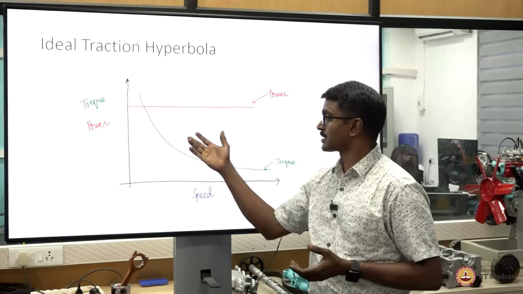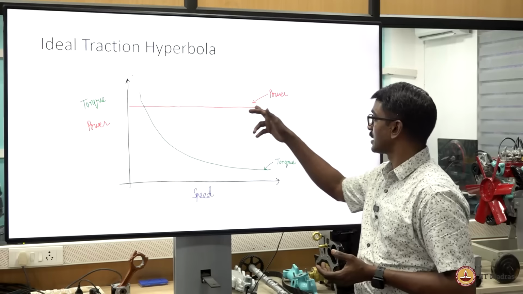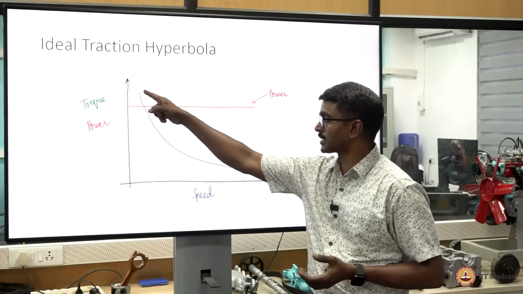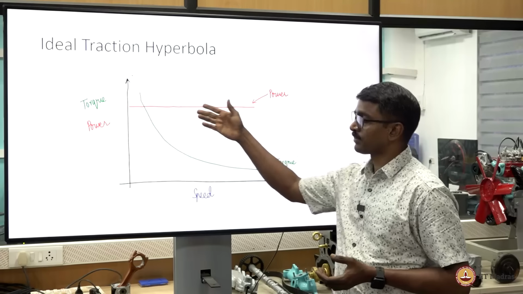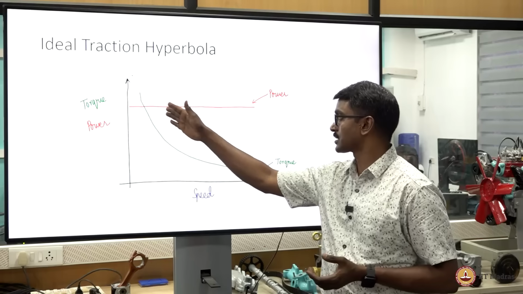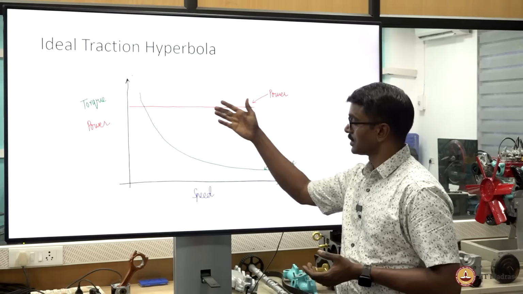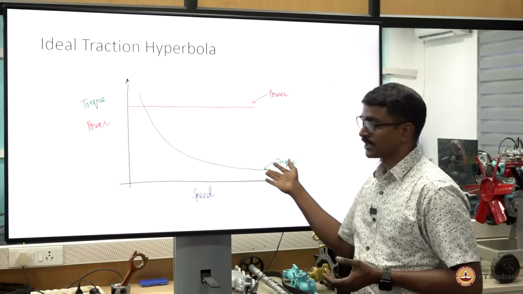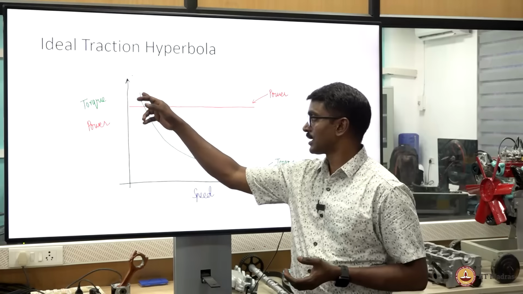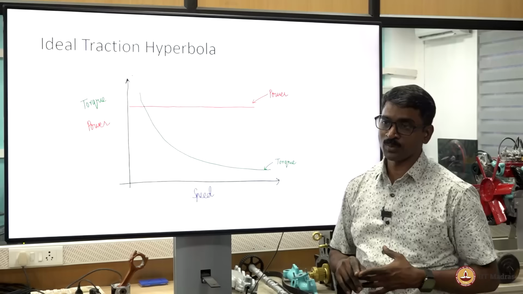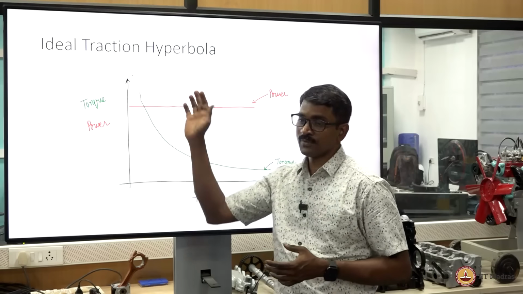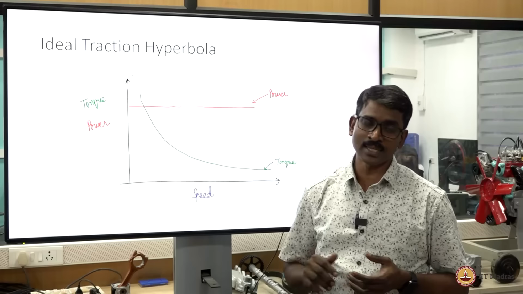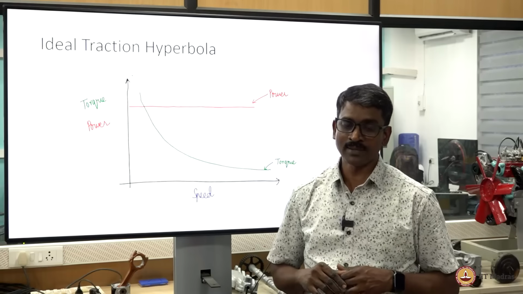We can realize this drawing as follows: the power is constant, and the torque is coming down, as power is torque times omega. As the power is constant and the speed is increasing, the torque obviously needs to come down. This is called the ideal traction hyperbola. This is the curve we are looking for in any given prime mover in any vehicle.